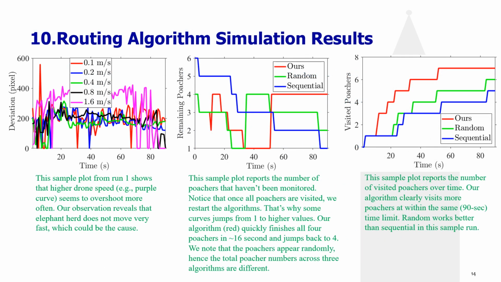Here are our routing algorithm simulation results. In the first graph, we can see that the larger the drone speed, the more it overshoots. This could be because elephant herds do not travel at high speeds.